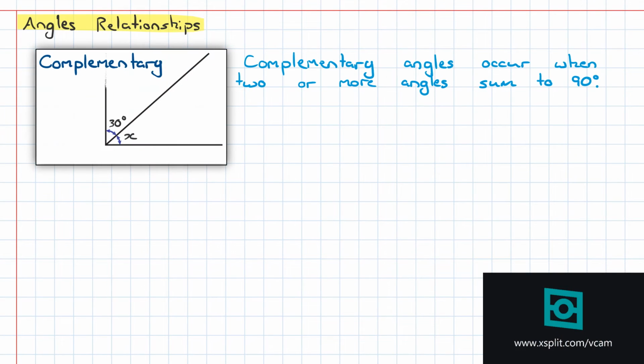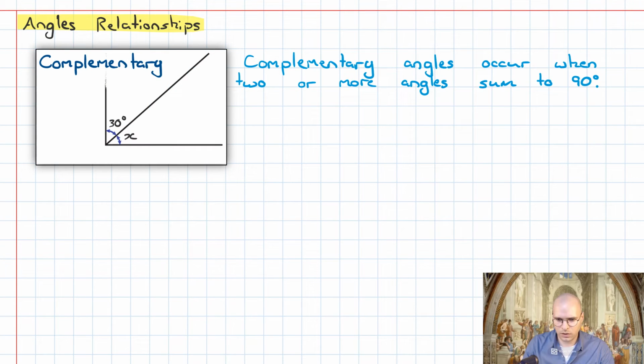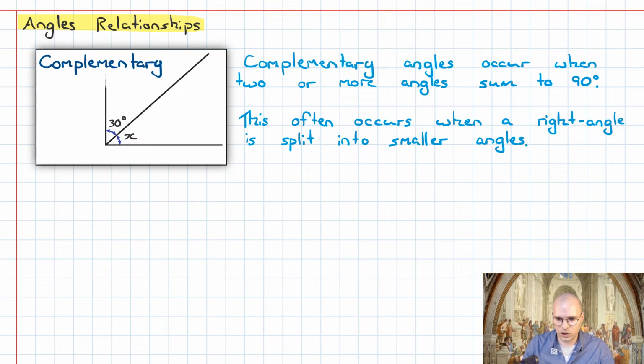Moving on, angles in relationships. Complementary angles occur when two or more angles sum to 90 degrees. This often occurs when a right angle is split into smaller angles. In the diagram over here, we can see that we have two angles, a 30 degrees and an x. These two form to make a complementary relationship.